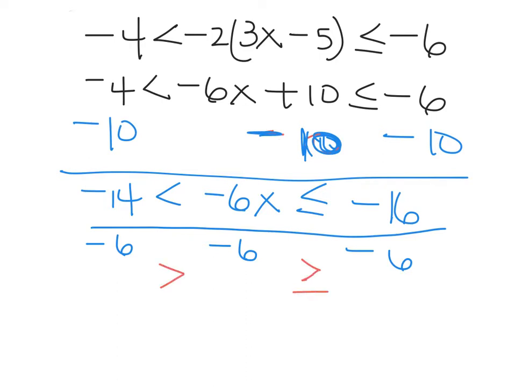Negative 14 divided by negative 6 is 7/3. In the middle, I just have x. And on the end, negative 16 over negative 6 is 8/3. So my answer is x is less than 7/3 and x is greater than or equal to 8/3. So I have no idea what the answer to this problem actually is.